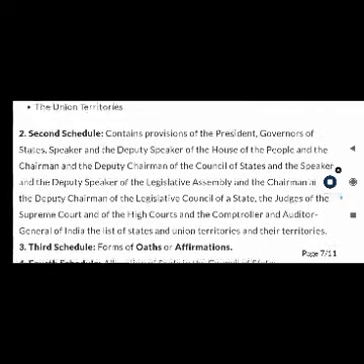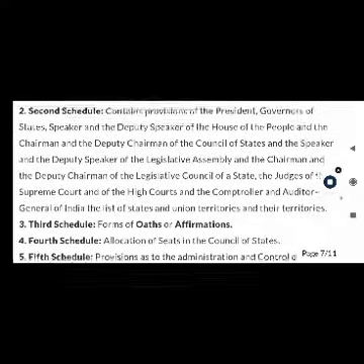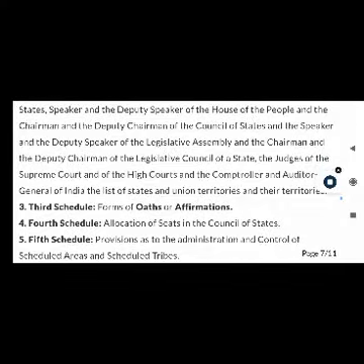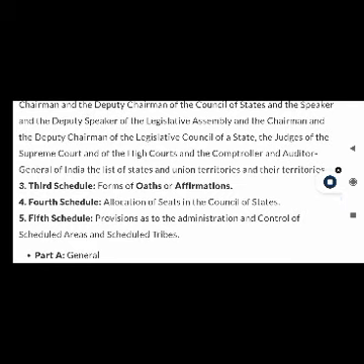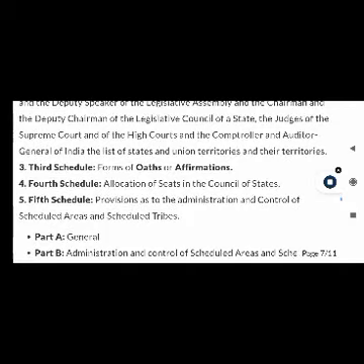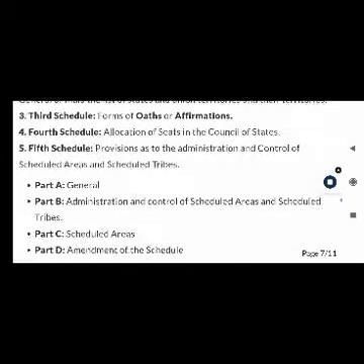The Second Schedule contains provisions on the President, Governors of States, the Speaker and the Deputy Speaker of the House of the People, the Chairman and the Deputy Chairman of the Council of States, the Speaker and the Deputy Speaker of the Legislative Assembly, the Chairman and the Deputy Chairman of the Legislative Council of a state, the judges of the Supreme Court and of the High Courts, and the Comptroller and Auditor General of India.